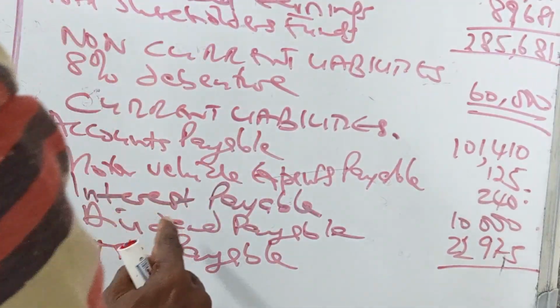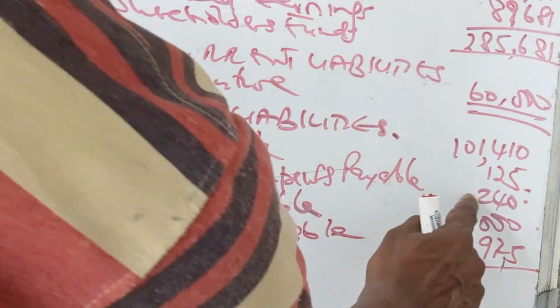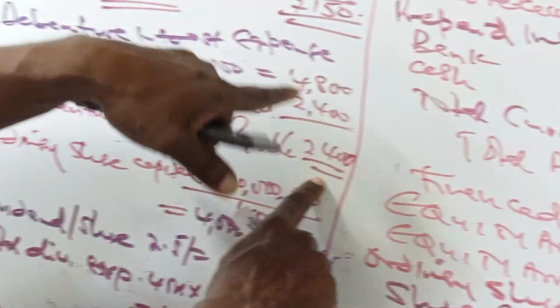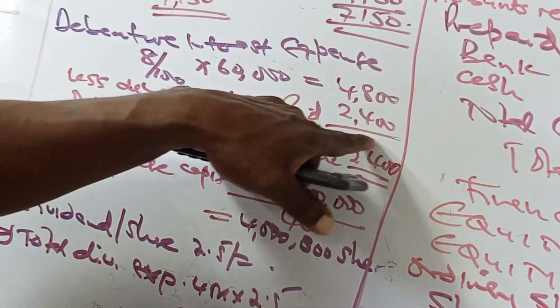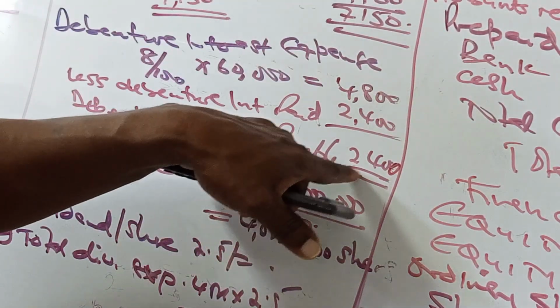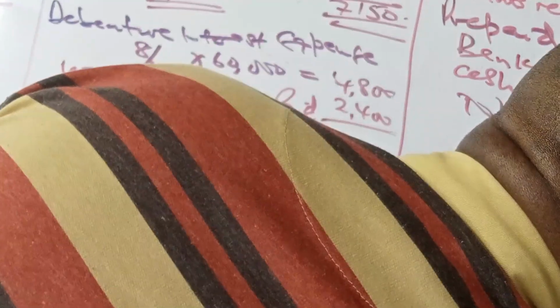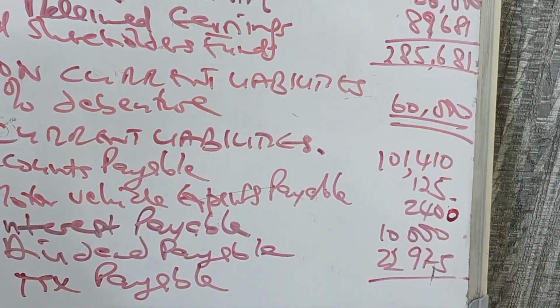Yes, we have a problem here with the debenture. The interest payable is not 240. What was incurred was 4,800, but what was paid was 2,400, and therefore the interest payable is 2,400. So this should be 2,400.